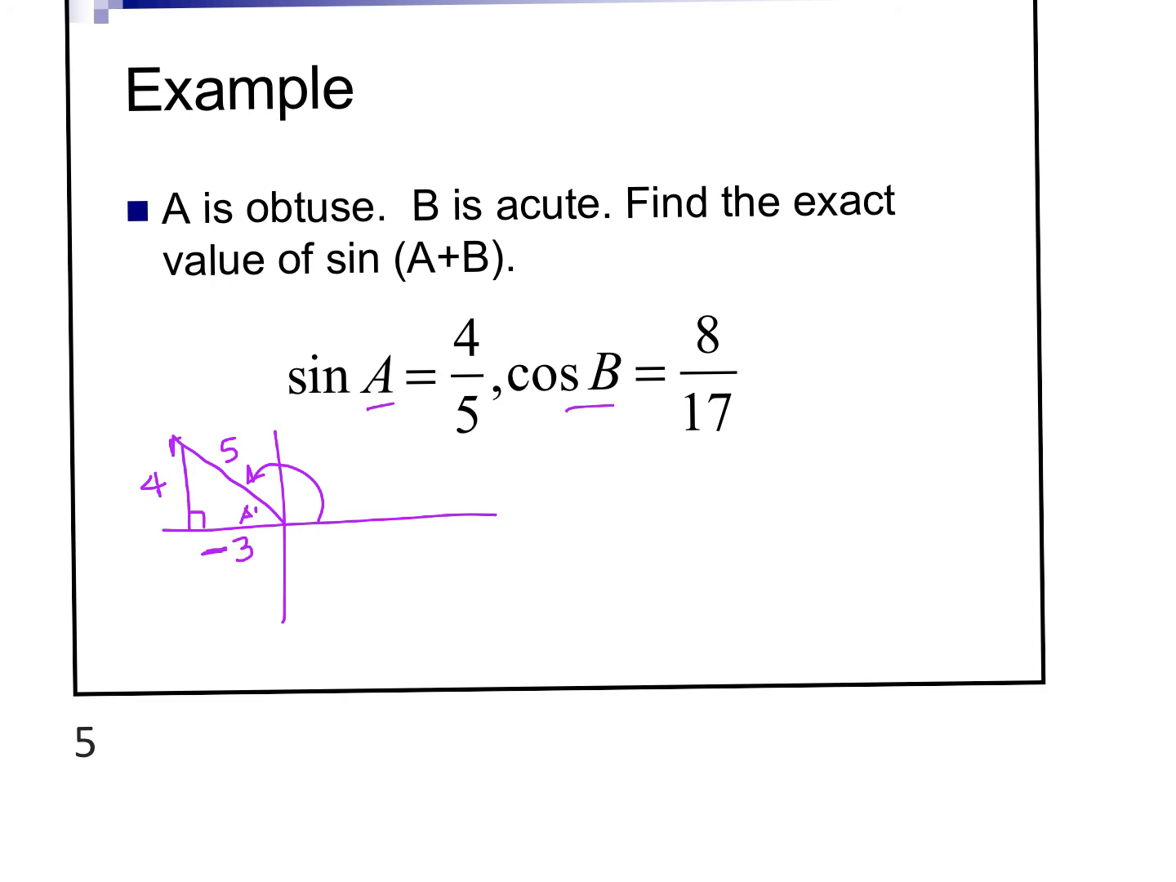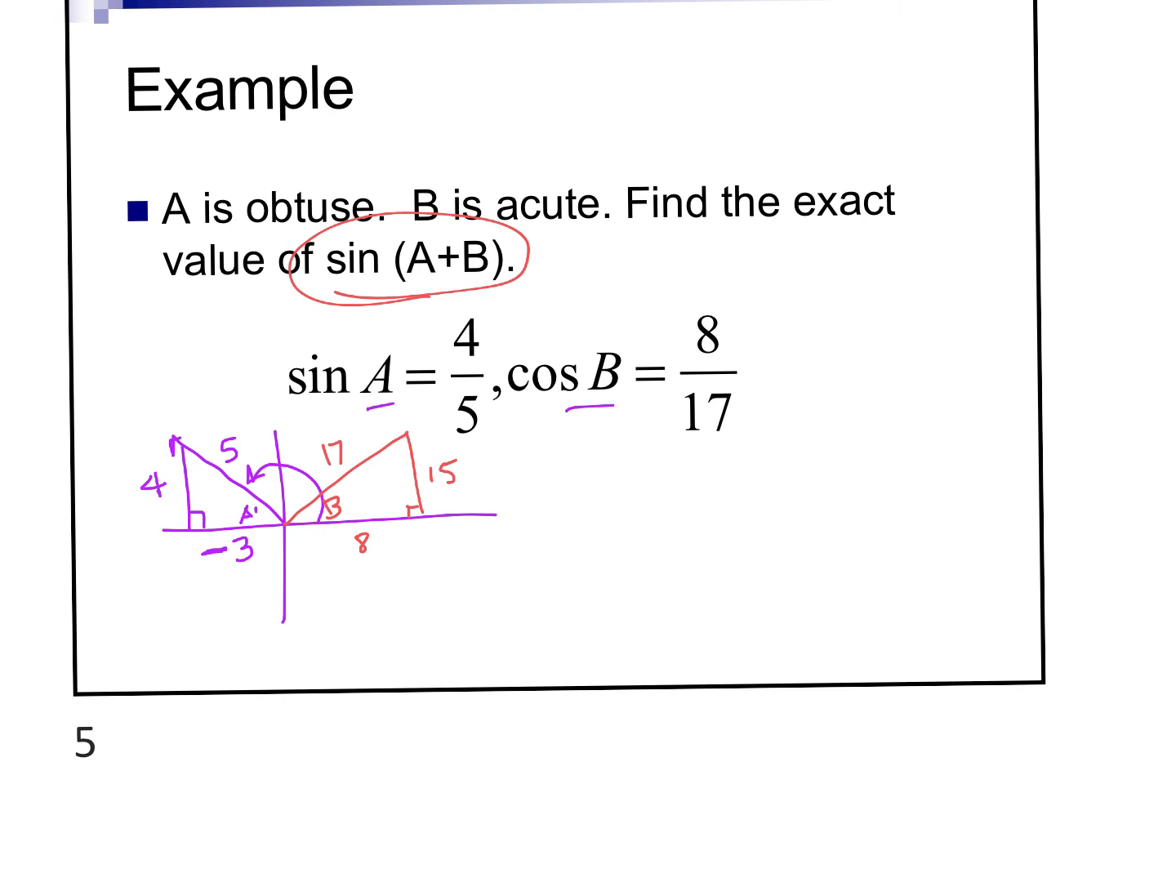All right, now B is acute. So I'm going to draw B over here, and I'm going to use a different color. Cosine is adjacent over hypotenuse. And if you solve this right triangle, you'll find that this missing side is 15. Okay, so now we want the sine of angle A plus angle B. There's a formula for this, okay? And it's not on these particular notes. You're gonna have to look back.